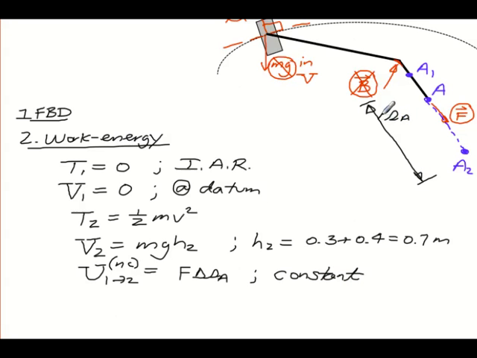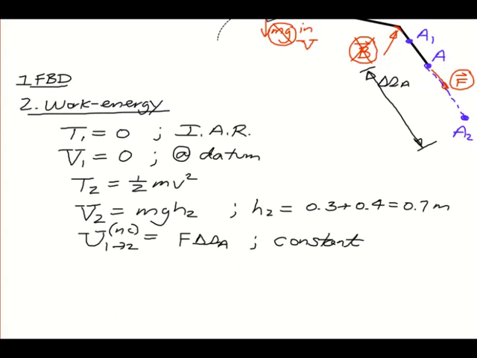So I call that delta SA, so I'll put that up there. Again, we'll come back and get that on step 3. So therefore, T1 plus V1 plus the work is equal to T2 plus V2.